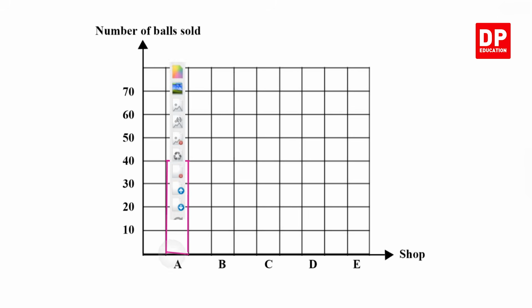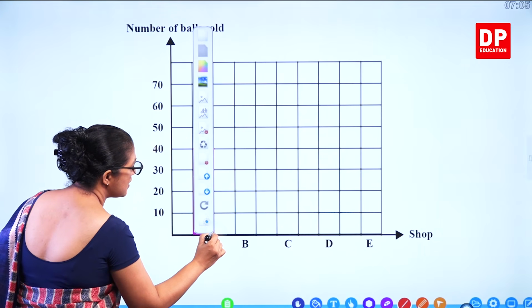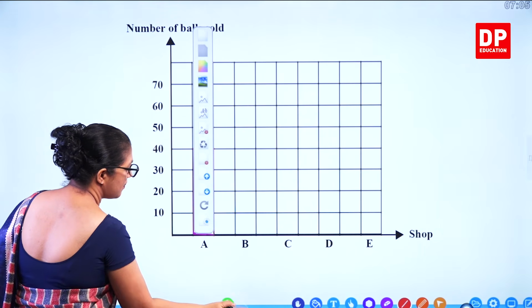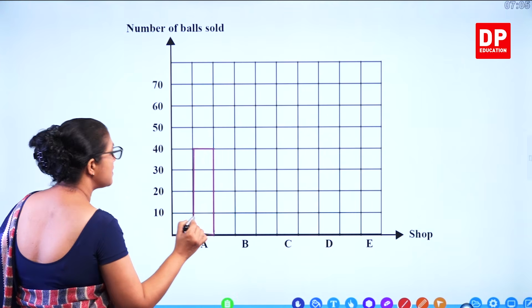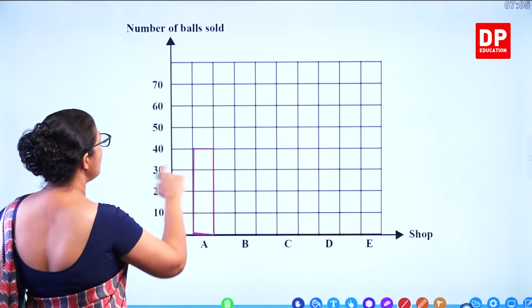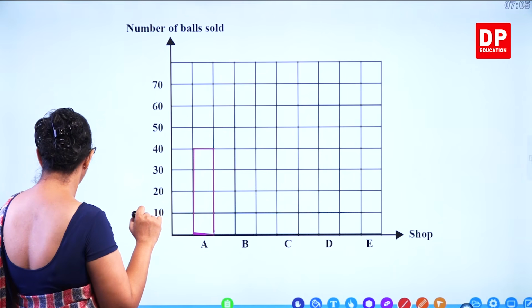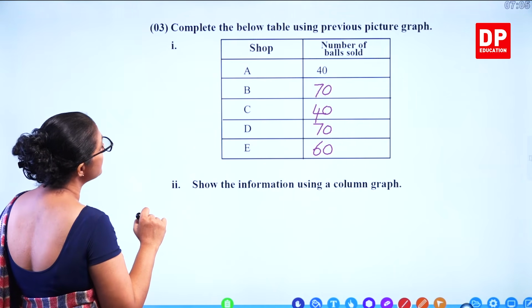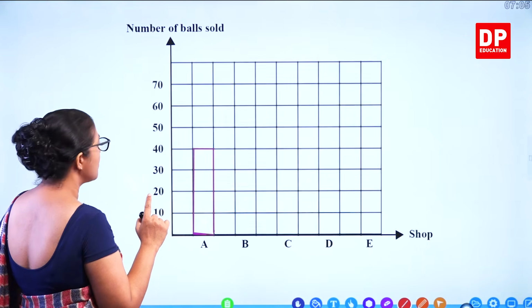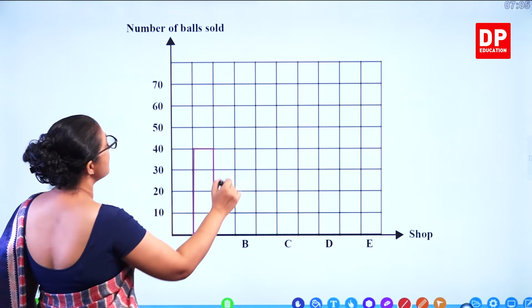So this is the bar up to 40. So what's the next one? 70, 40, 70. So 70. 70 is here.